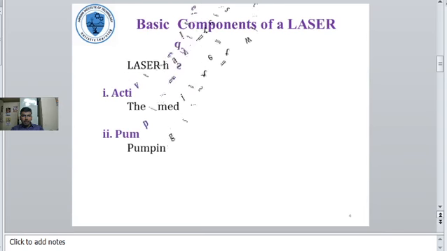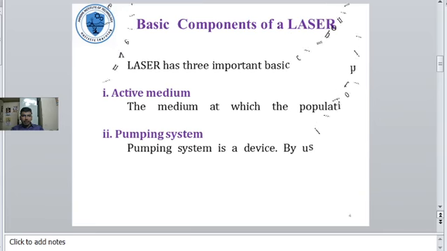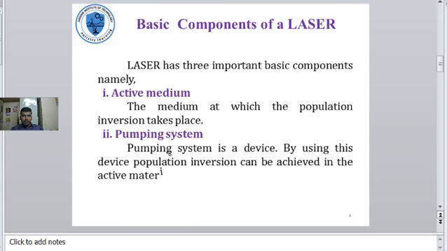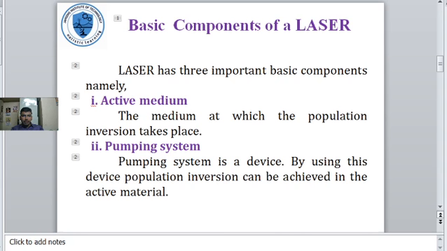Basic components of a laser. A laser has three important basic components, namely the active medium, the medium in which the population inversion takes place. Second is the pumping system, a device by which population inversion can be achieved in the active material.